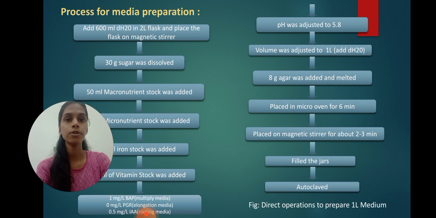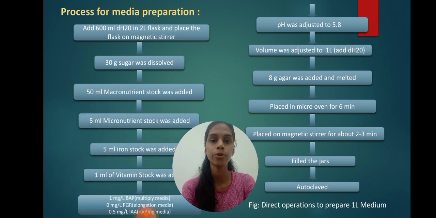And this is the process of media preparation. First of all, we take a flask of 2 liters and place it on a magnetic stirrer and add 600 ml of distilled water. Then we dissolve 30 grams of sugar into it, followed by 50 ml of macronutrients, 5 ml of micronutrients, 5 ml of iron stock and 1 ml of vitamin stock.